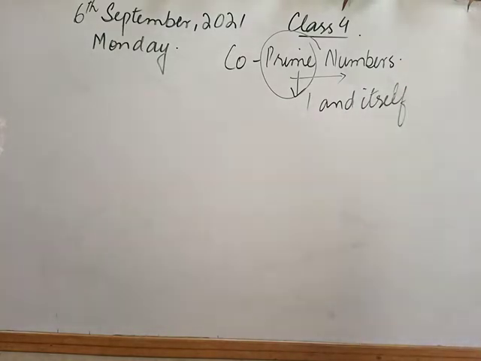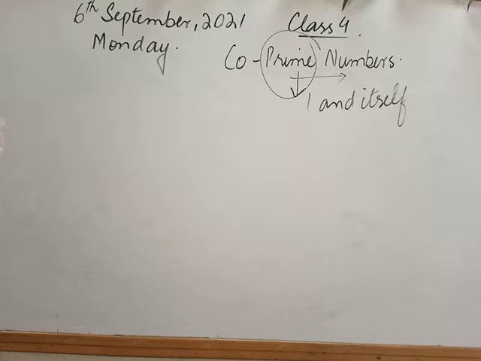Fine. Now today we have a topic which is co-prime numbers. So first of all you have to know what are co-prime numbers. Co-prime numbers are those numbers in which 2 numbers have only 1 as their common factor. आपके पास एक ही common factor आना चाहिए. वो क्या होंगे? Co-prime numbers.